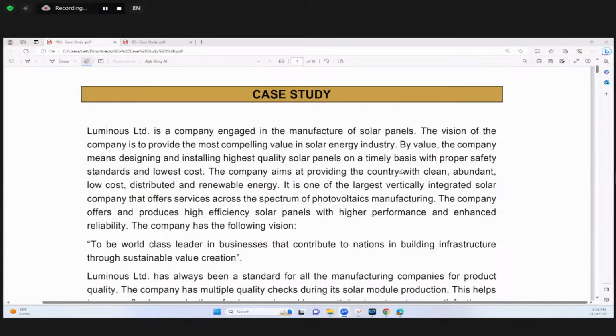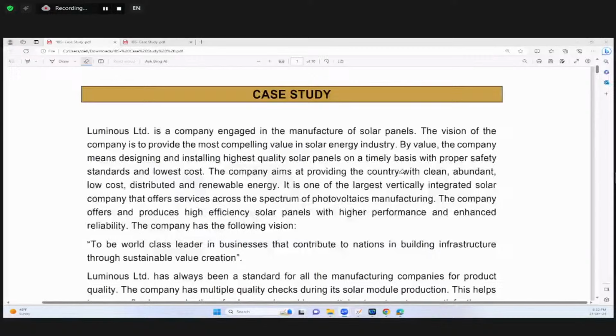The company also aims at providing the country with clean, abundant, low cost, distributed and renewable energy. It is one of the largest vertically integrated solar companies that offers services across the spectrum of photovoltaics manufacturing. This is a kind of engineering and manufacturing technology; these types of manufacturing are basically going on in the USA. The company offers and produces high efficiency solar panels with higher performance and enhanced reliability.